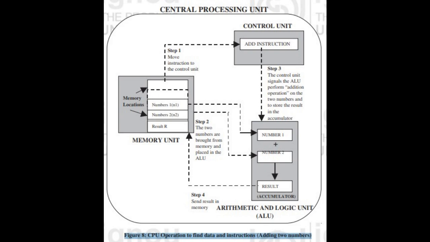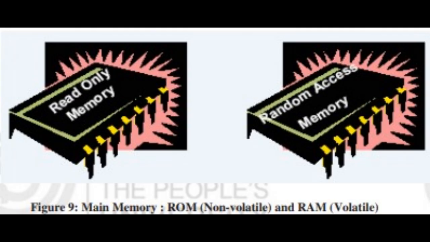RAM, random access memory. 2. ROM, read-only memory. Figure 9. Main memory: ROM, non-volatile, and RAM, volatile. Look at the screen. 1.4.1 Random access memory, RAM.